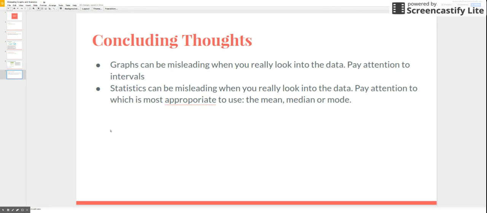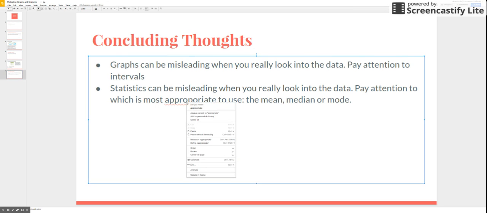So just some concluding thoughts. Graphs can be misleading when you really look into the data. Just pay attention to the intervals. And statistics can be misleading when you really look into the data. You need to pay attention to what's appropriate to use: mean, median, or mode.